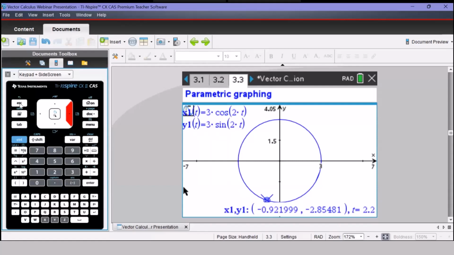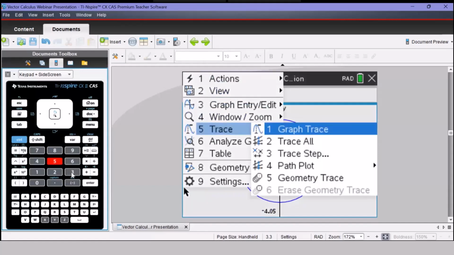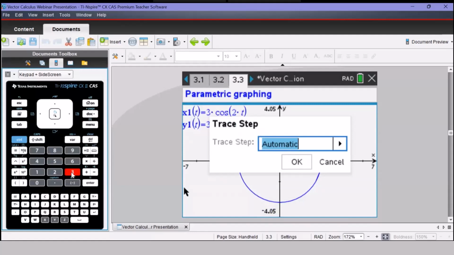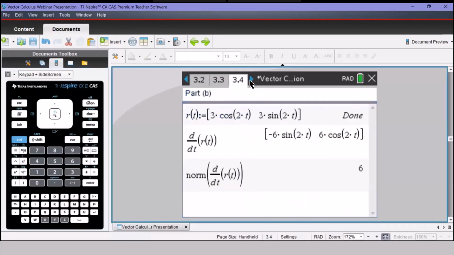So to get out of the graph trace, press escape, press menu, 5 for trace. You can change the step either from automatic or to an increment of your choice. If you want to change it to say 0.2 or 0.3, just type it in and then press OK. Okay, so that's pretty much establishing from the mathematics that this particle's moving in a circle, so it's exhibiting circular motion.